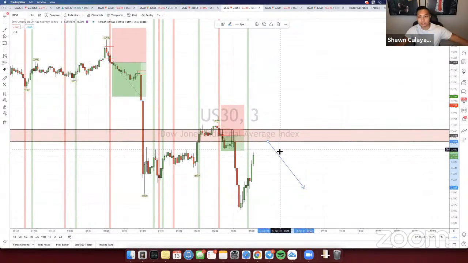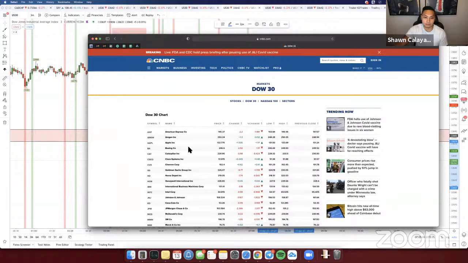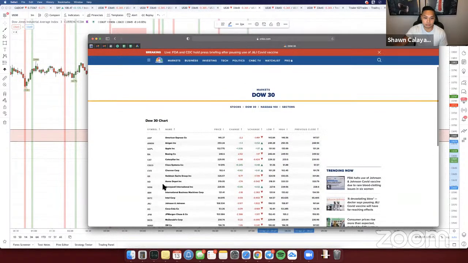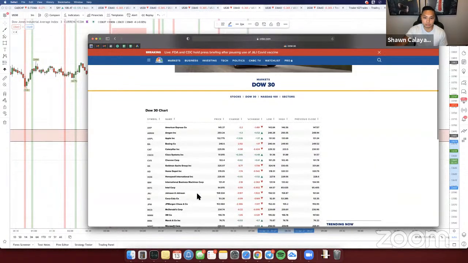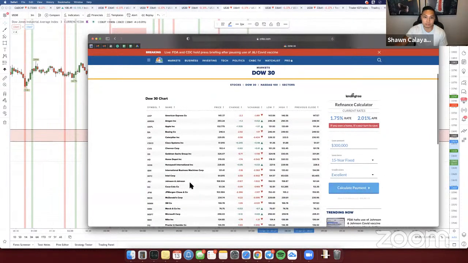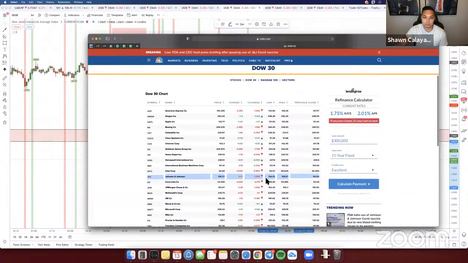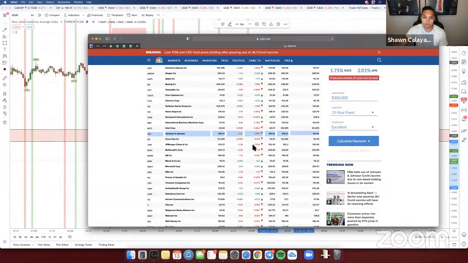Because I'm pretty sure J&J is part of the, let me just look it up real quick. US 30 index. Yeah, Johnson and Johnson. Where is it? Is it on here? Yeah, Johnson and Johnson. Here we go. So Johnson and Johnson is what is carrying US 30 down right now. That's why US 30 is dropping, because Johnson and Johnson is going down heavy.